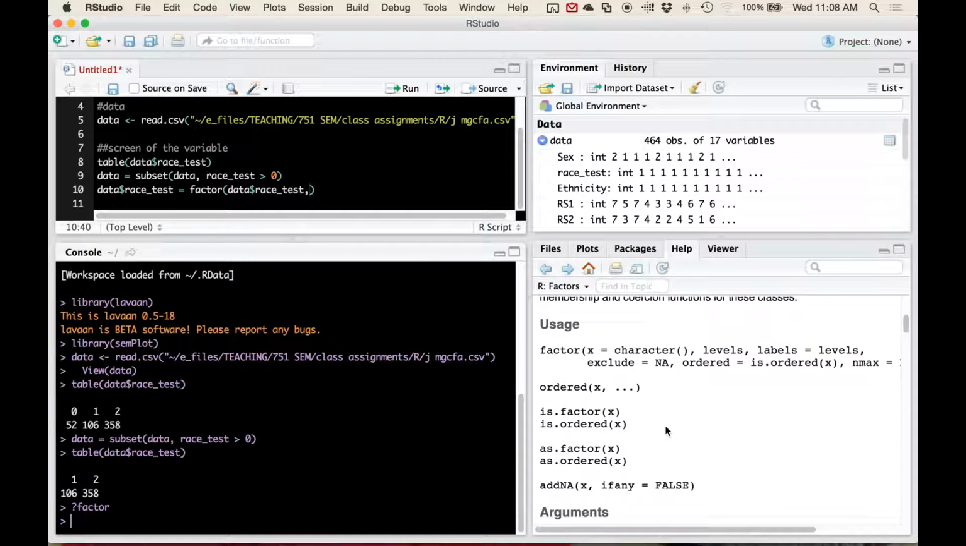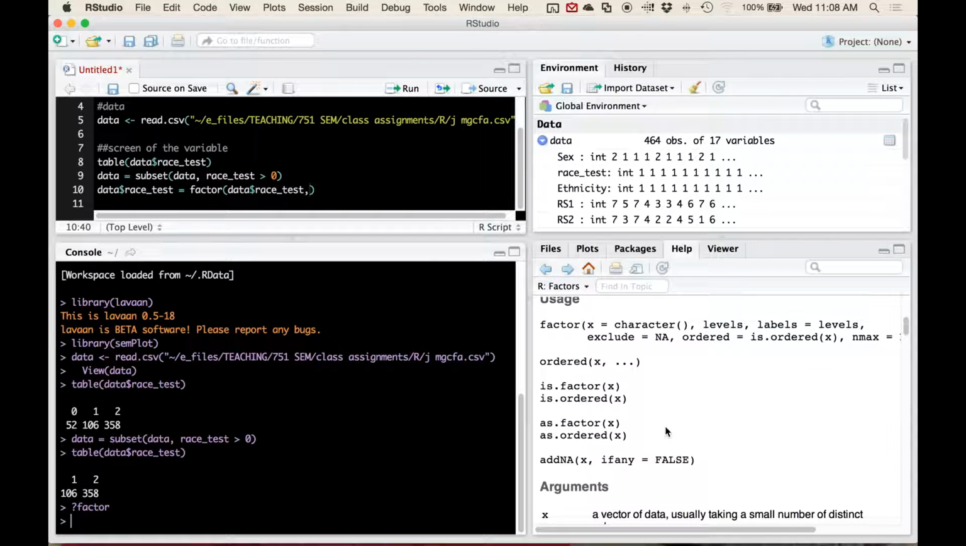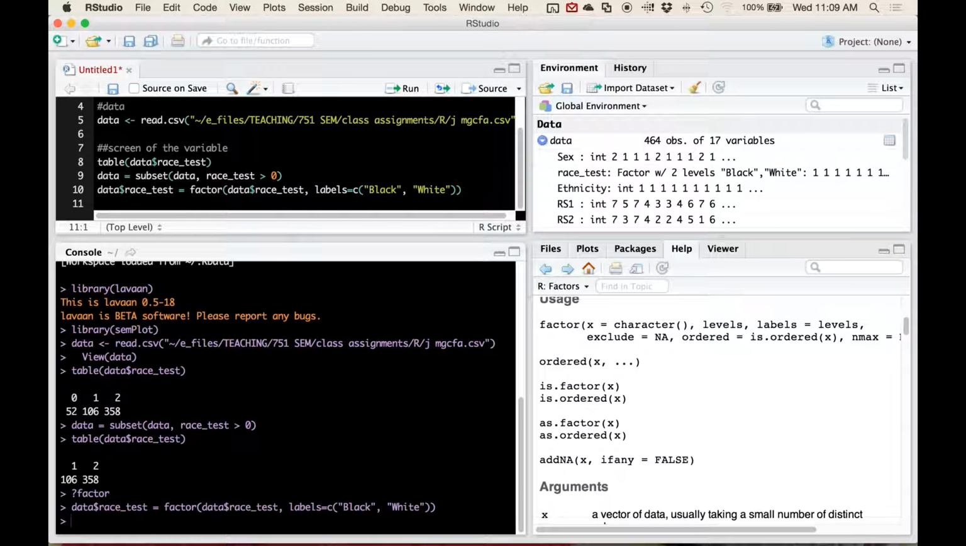Okay. So the first thing you do is the variable name, and then the levels, and then labels. I know I have to have at least the variable name in here, and I think I can just do labels. Now the labels have to be in the same order as your variable, so let's do black for 1 and white for 2. Let's see if that worked.